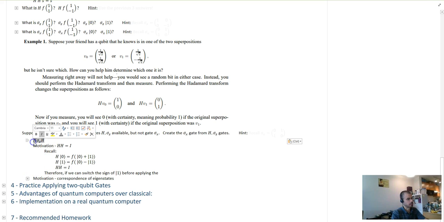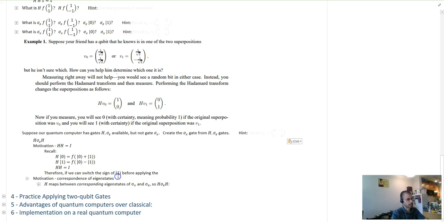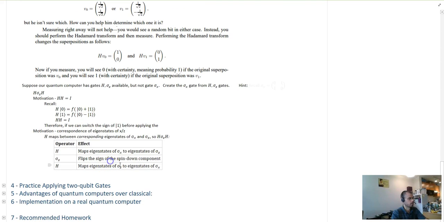Another way is to say, I know that the Hadamard maps between corresponding eigenstates of the x and z directions. So I want to do stuff with x eigenstates. First, I'll map them to z eigenstates. Then I'll do the flip in the z direction, and then I'll map them back to the x eigenstates. Hopefully this makes sense. That's what I was just talking about. Cool. And so we are done with the single gate exercises that I made.